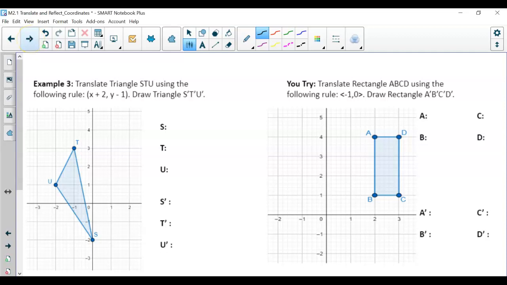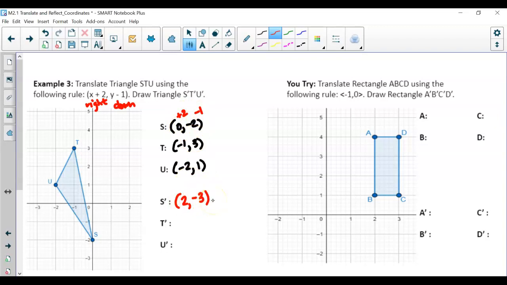Now in example 3, we are given the triangle. So let's say S here is at 0, negative 2, T is at negative 1, 3, and U is at negative 2, 1. Now we are applying this translation rule here, where we are adding 2 to X, so we're going 2 to the right, and Y minus 1, so we're going 1 down. So that is literally what we are doing with the X and Y coordinate. So we're going 2 to the right, so we're adding 2 and subtracting 1 from our Y coordinate. So 0 plus 2 is 2, and then negative 3.